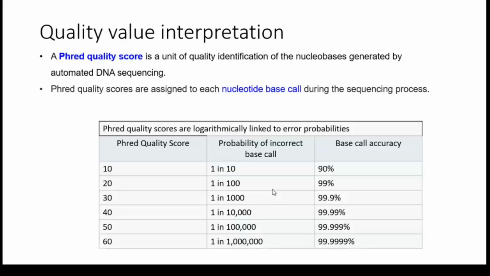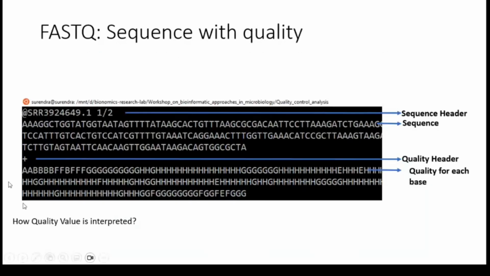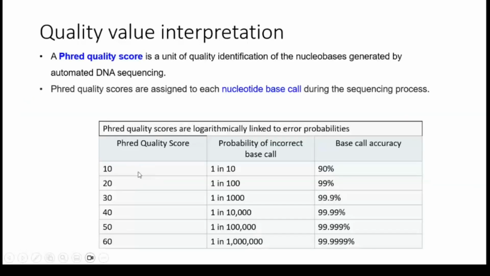How are the quality values interpreted? These are in terms of characters, what we see here, like A, B, B, F, F, whatever is written there in the fourth line. So how are these characters converted? Each quality value has a Phred quality score, right? This is a unit of quality identification of the nucleobases generated by an automated DNA sequencing platform.